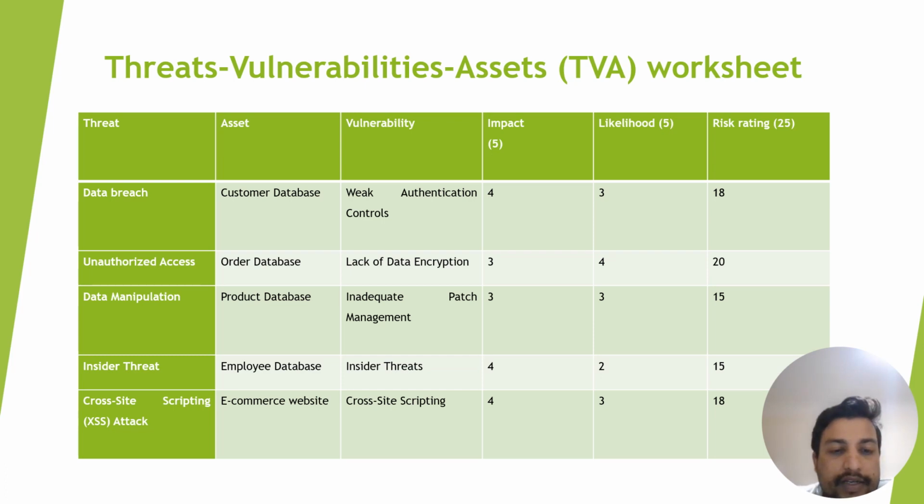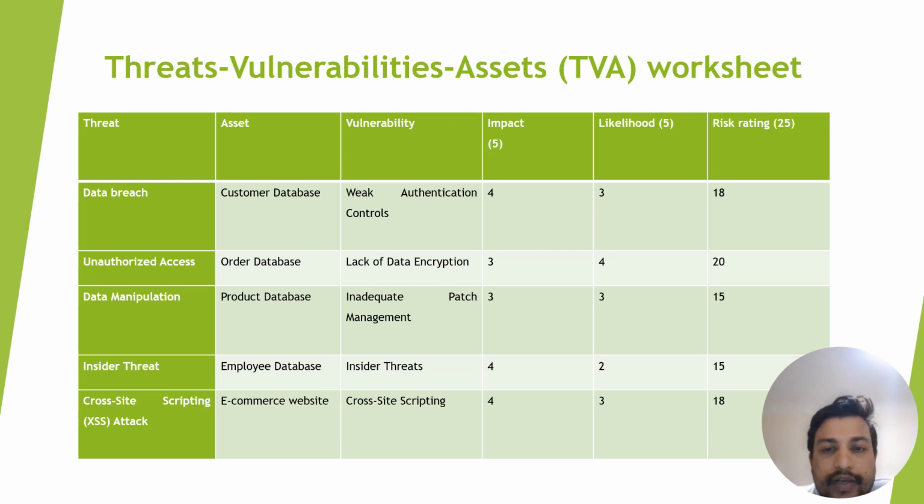So for the data breach, the vulnerability is weak authentication controls. For unauthorized access, it is lack of data encryption, and for data manipulation, it is inadequate patch management, as we discussed on our previous slide. And for insider threat, the vulnerability is also insider threats. And for cross-site scripting, the vulnerability is also cross-site scripting.